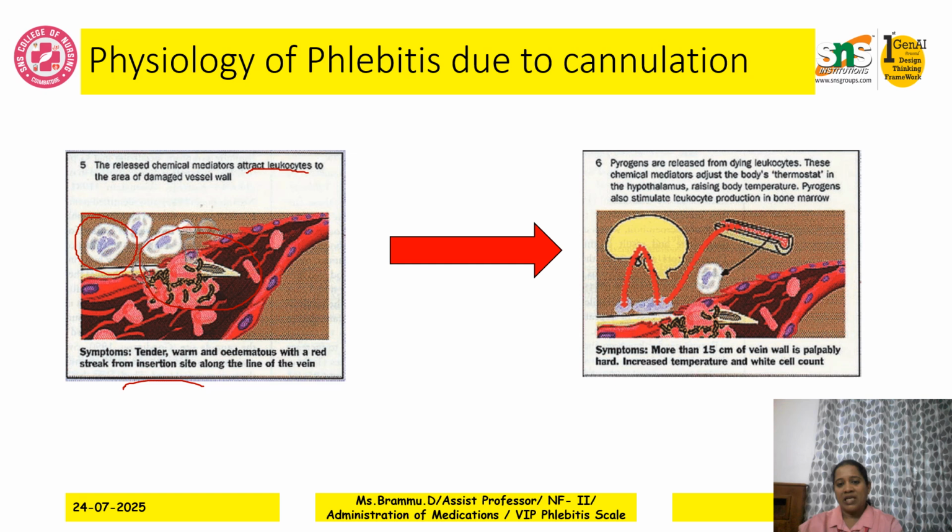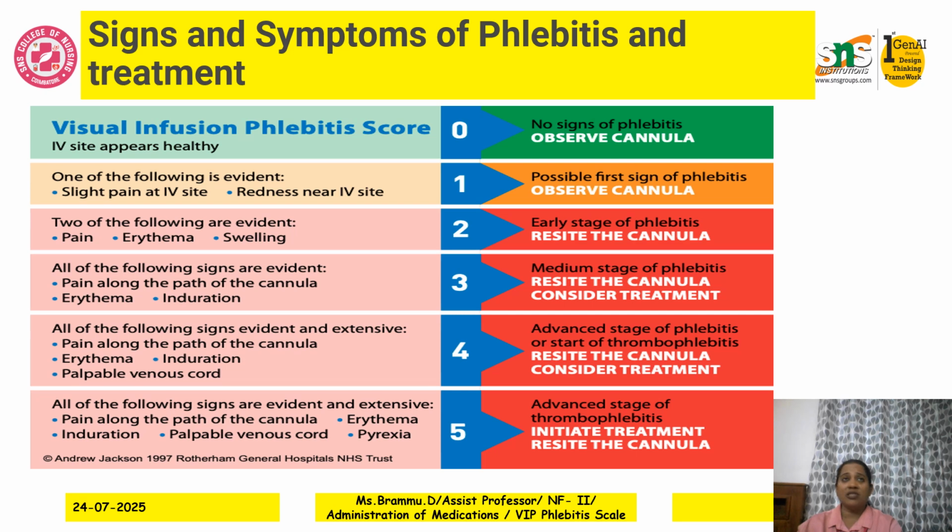And the last stage is that large amounts of pyrogens are released, which cause the dying of the WBCs, or leukocytes, and they stimulate the production of leukocytes in the bone marrow. So here the patient is having 15 centimeters of vein wall palpable, very hard, with increased temperature. In these cases, some patients report severe pain and pus formation at the site. So that is all about the pathology behind the formation of phlebitis due to insertion of an IV cannula.